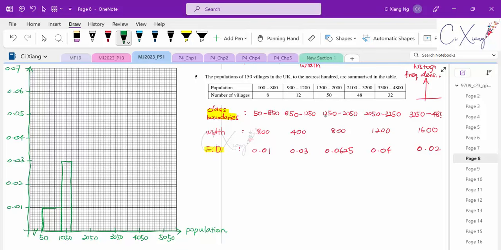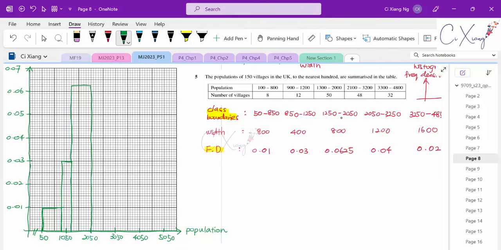The third class is from 1250 to 2050, and the height is 0.0625. So 0.0625 should be somewhere here, half of the second box. Okay, then until 2050, so somewhere here. Okay, so you can try to sketch it by using your own ratio and the graph paper.